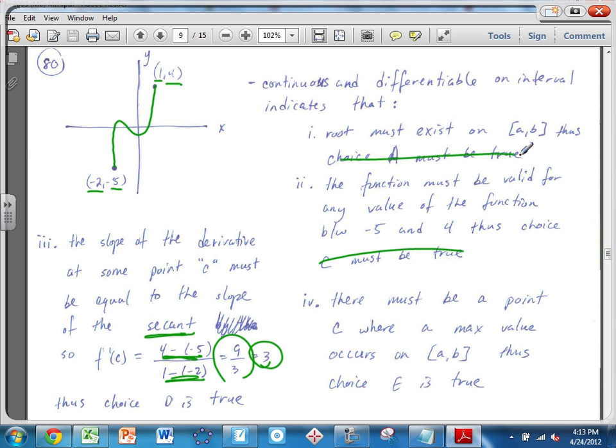And then take a look. Right here. That looks like a slope of 3, right? That looks like a slope of 3 over there. So this is also true. So choice D is also out.